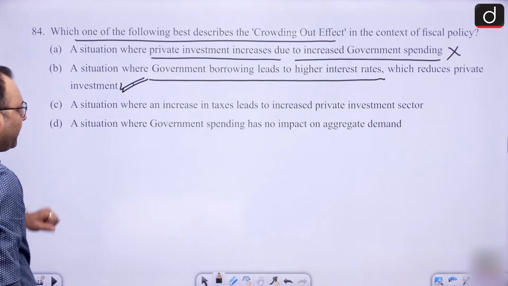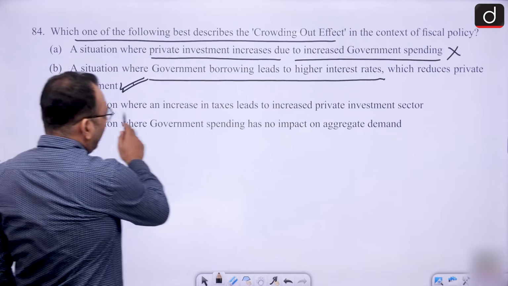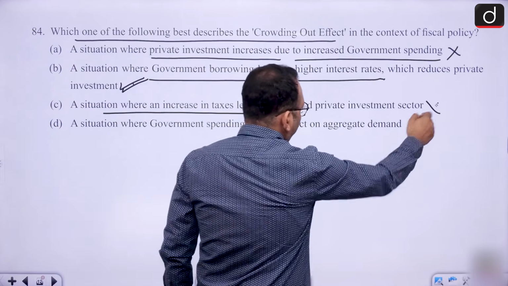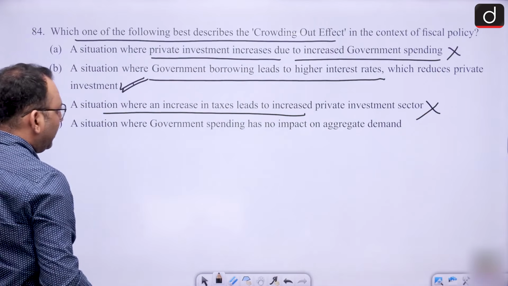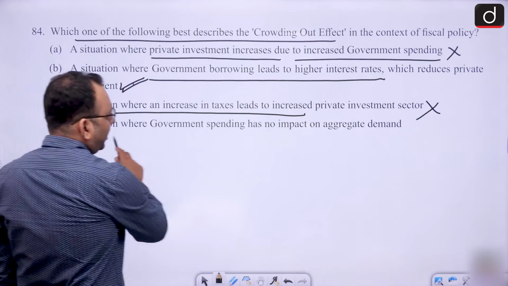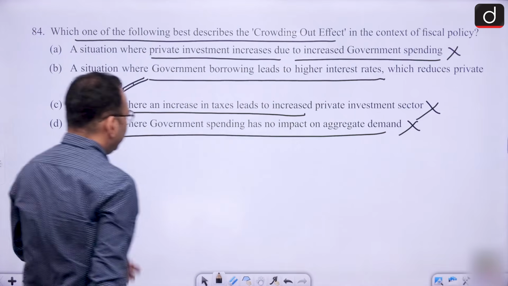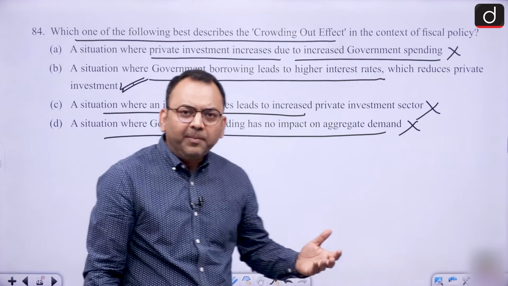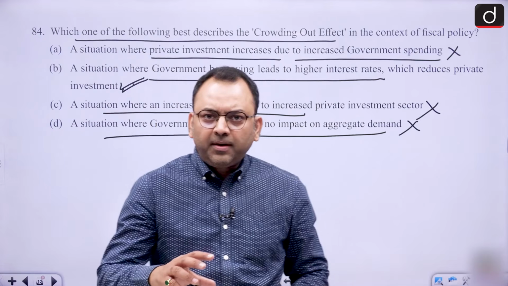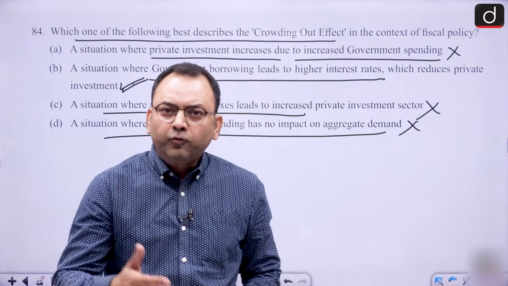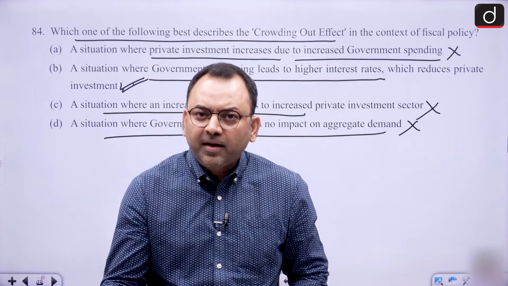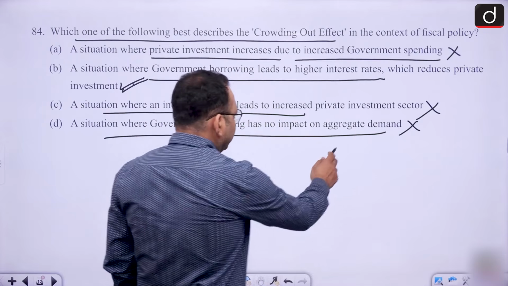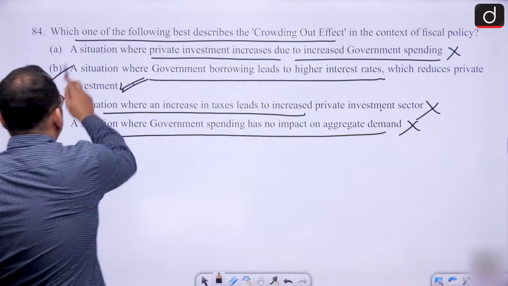Let's see option C. It's not about the increase in taxes. It's incorrect because in this case the government spending will have an impact on demand, will it not? The government pumping money into the economy will lead to increased demand. So this is totally incorrect. Answer B is the right answer.